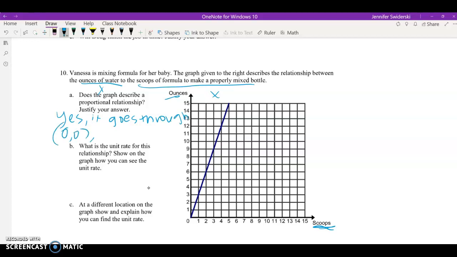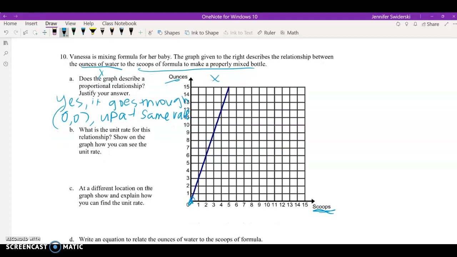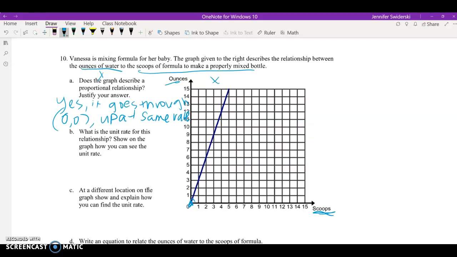And it goes up at the same rate, right? It goes through 0, 0, and it's growing at the same rate. What is the unit rate for this relationship? Show in the graph where you can see that. Well, unit rate is how much is occurring in 1 x. So if I go to the 1 on the x line, we have 3. So it's 3 ounces per 1 scoop, or in 1 scoop.